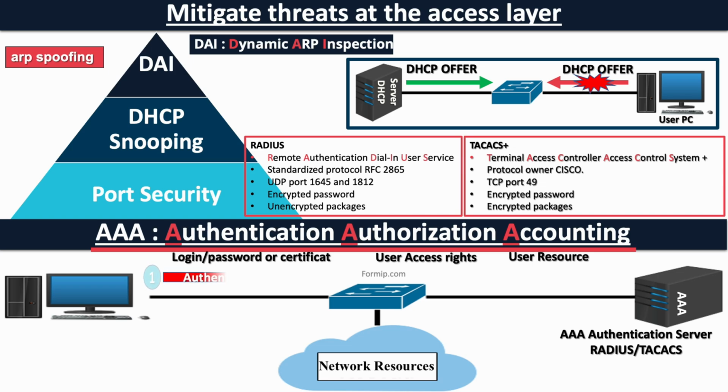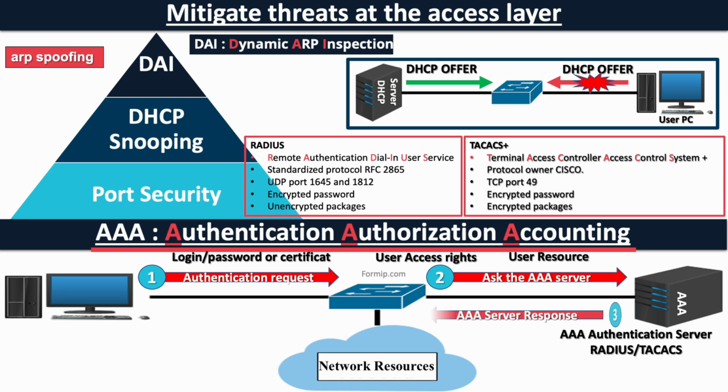To get started, the client is prompted to enter a username and password. Then, the network device forwards an access request to the Radius or TACACS server, along with the user's login data. The authentication server validates this connection request and recovers the rights related to the client. And finally, the customer receives the agreement or not to authenticate on the network. If they are authorized, then they will have access to the resources in their profile.